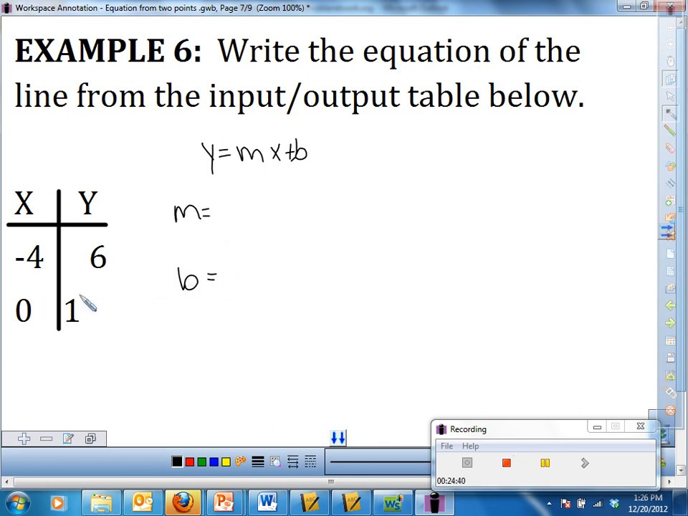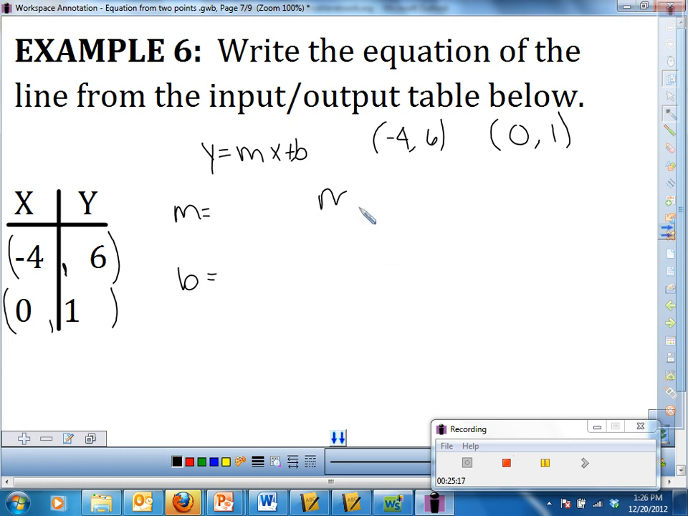How do I use this to find points? It's almost like you have points here. They're just in a table. Our first point is -4, 6. Our second point is 0, 1. If it's helpful, I'm going to write those out up here just to pull them out of the table. I'm going to write negative 4, comma 6, because that's my x and my y. And my second point is 0, comma 1. That's my x and my y.